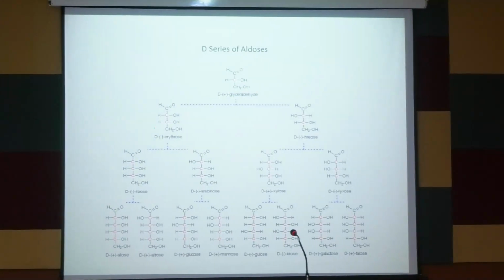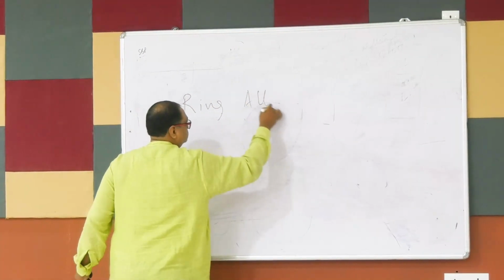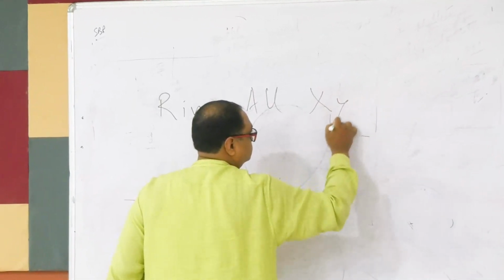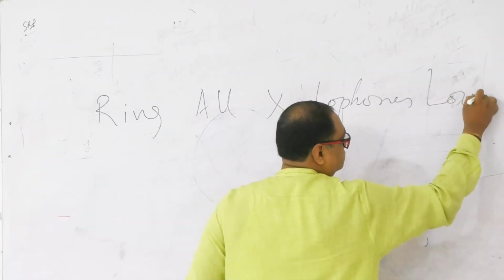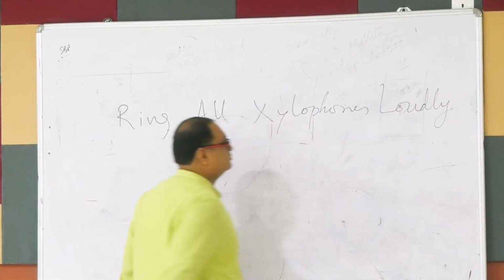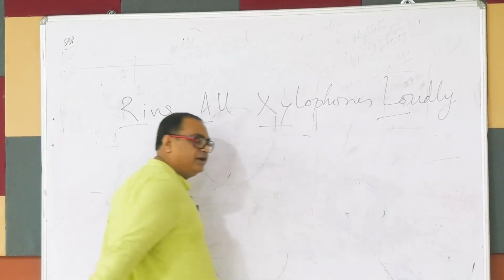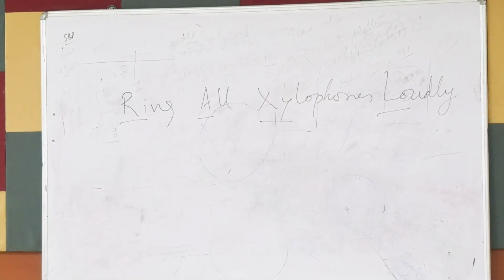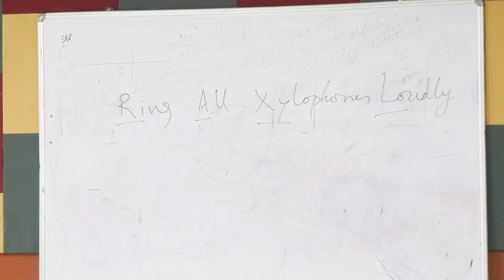Name them. Ring all xylophone loudly. Pentose sugars: ribose, arabinose, xylose, lyxose. Right? Lyxose.